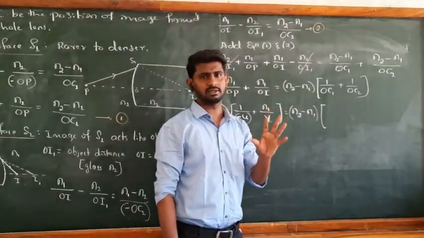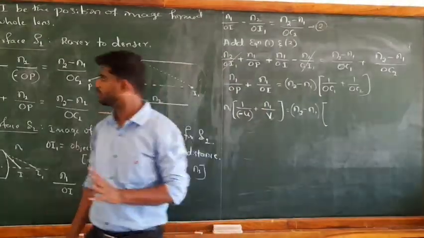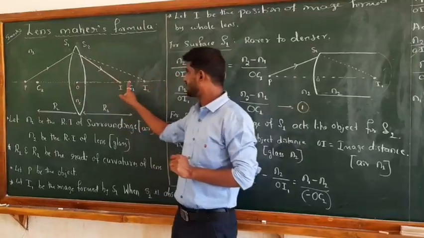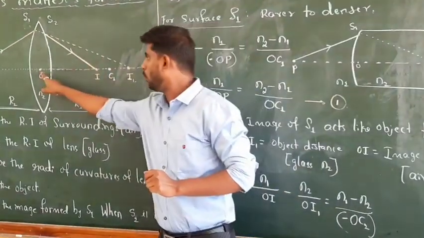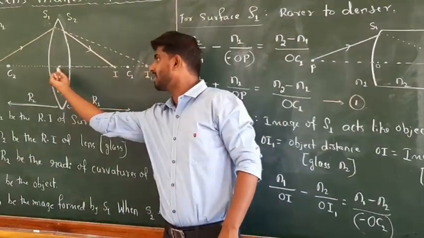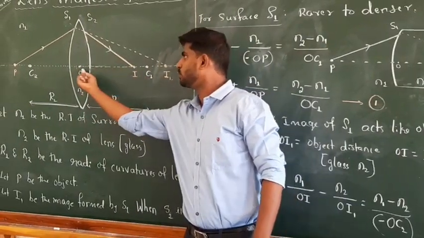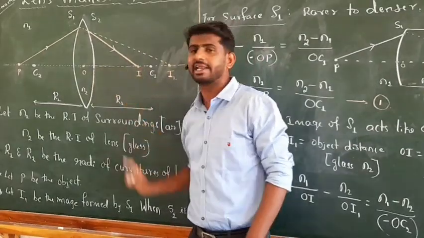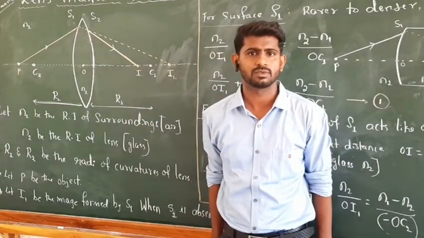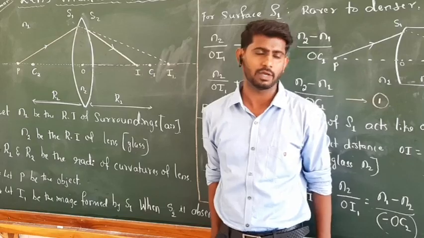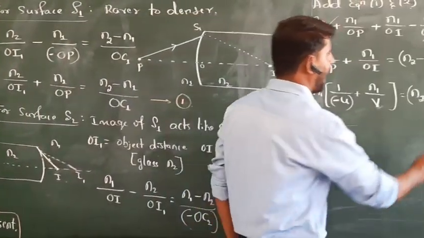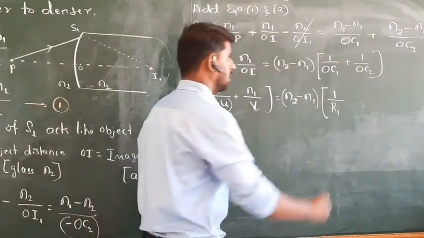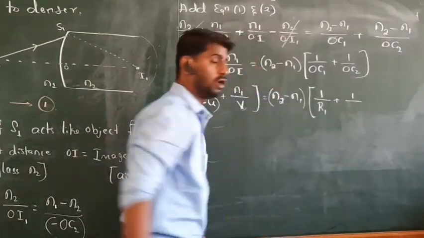1 by OC1 is very important. See the diagram? OC1 is here, and I am measuring like this, from O to C1. The incident ray is also in the same direction. So what is the sign convention for OC1? It should be positive. I will write OC1 positive. And what is its value? It is R1. Plus 1 divided by OC2.